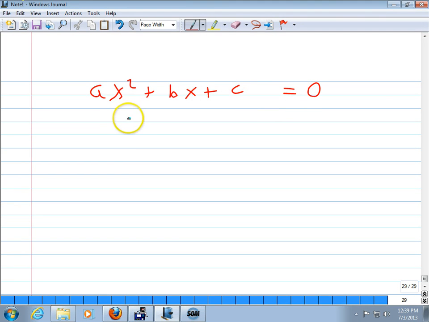What did we do? I'm doing the exact same steps I just did 5 seconds ago. Remember that -4, we factored it out? That's the a. Factor it out. How do you factor out that a?